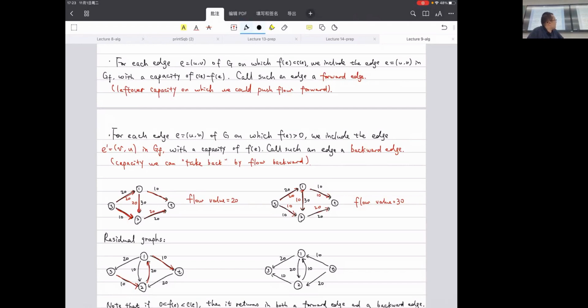And similarly for the backward edge, as long as we have an edge whose flow value is strictly larger than 0, we put the reverse edge with the same value, f_e, and we call this a backward edge. And this value is also strictly larger than 0. So this suggests that all the edges in the residual graph must have strictly positive weights. There is no edge with 0 weight in the residual graph.